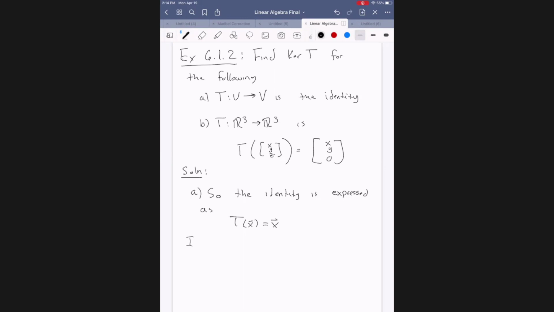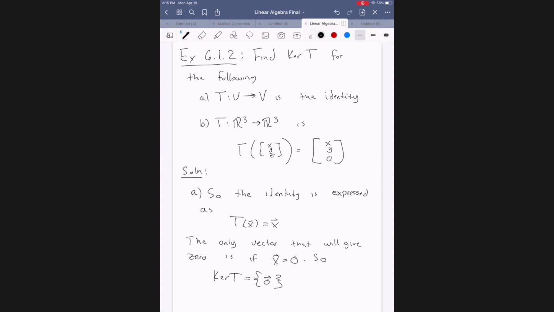So I guess you say the only vector that works that will give 0 is if x is equal to 0 in the vector space, right? So the kernel of T in this case is also just the 0 vector. Okay.